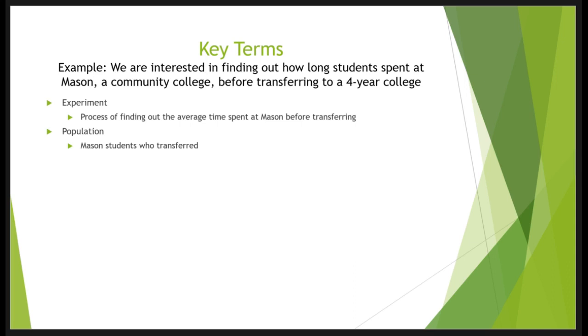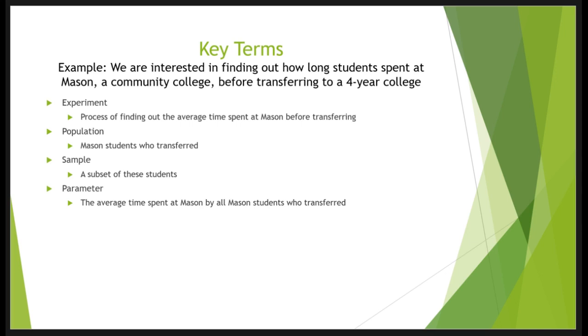The population is the group that we're interested in studying. In this case, we're interested in studying the Mason students who have transferred already, because they're the ones who can tell us how long they spent at Mason before transferring. Now, a sample in this case would be some form of subset of the population. There are many students who've already transferred and already finished their time at Mason and at their 4-year colleges. We probably don't want to go back and survey all of those students, so what we do is we take some sort of a subset of these students, and these students are the ones that we would be surveying.